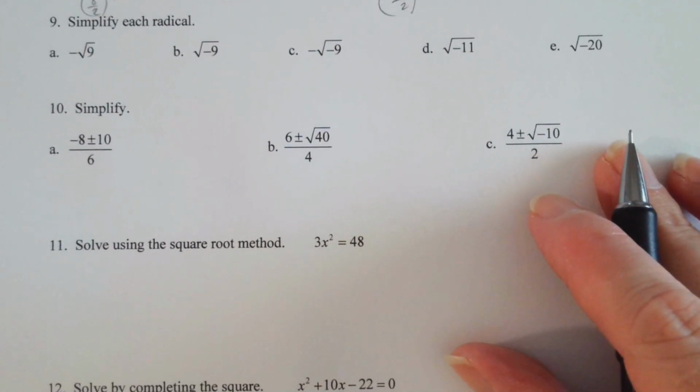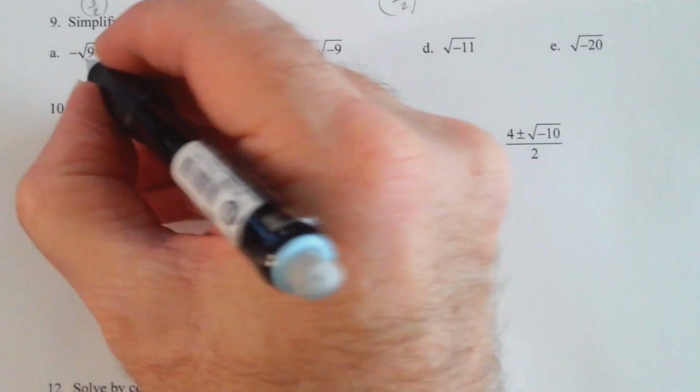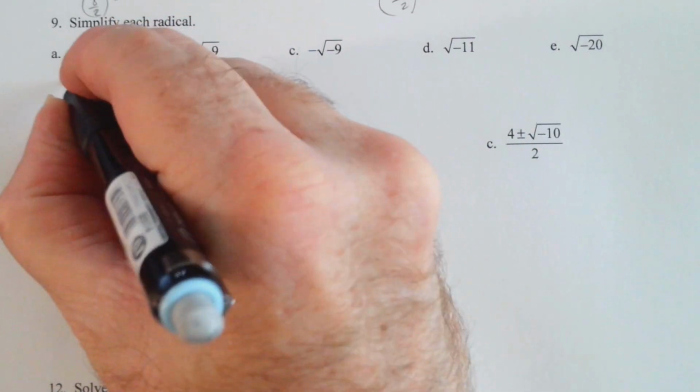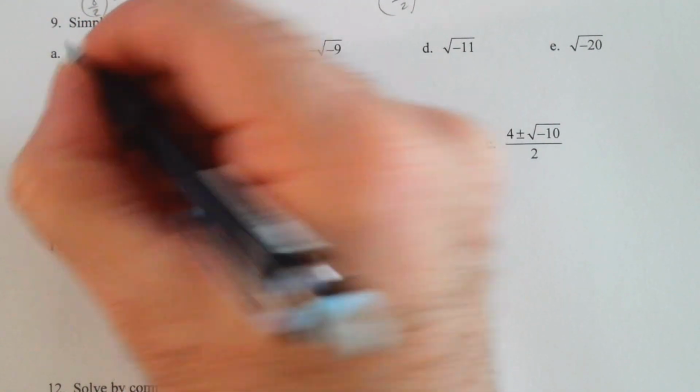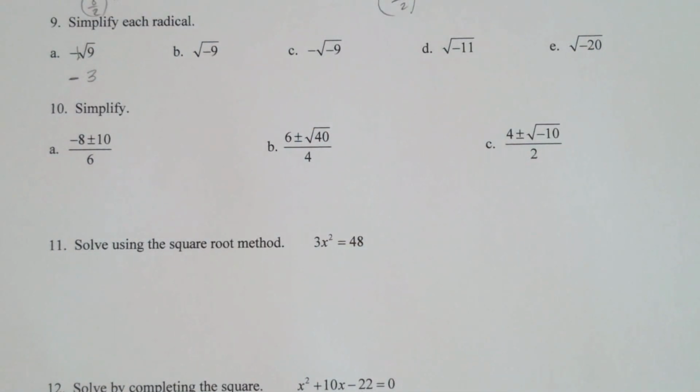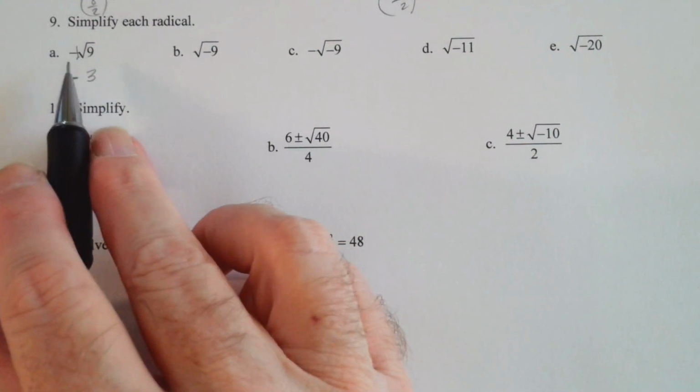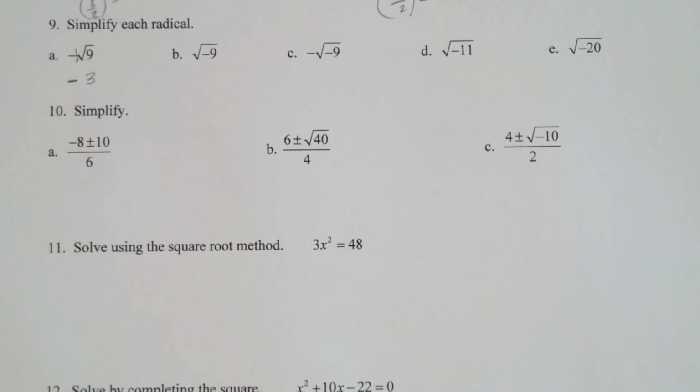All right, let's look at how to simplify each radical here. Well, square root of 9 is 3. The minus is going to stay out front. It's really like negative 1 times square root of 9. And we always do a square root, just like we do exponents, before we do any kind of multiplication. So take the square root of 9, multiply by negative 1.